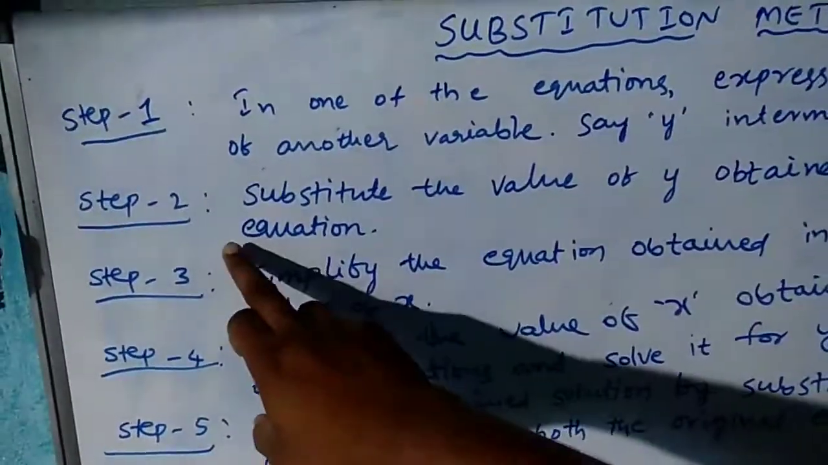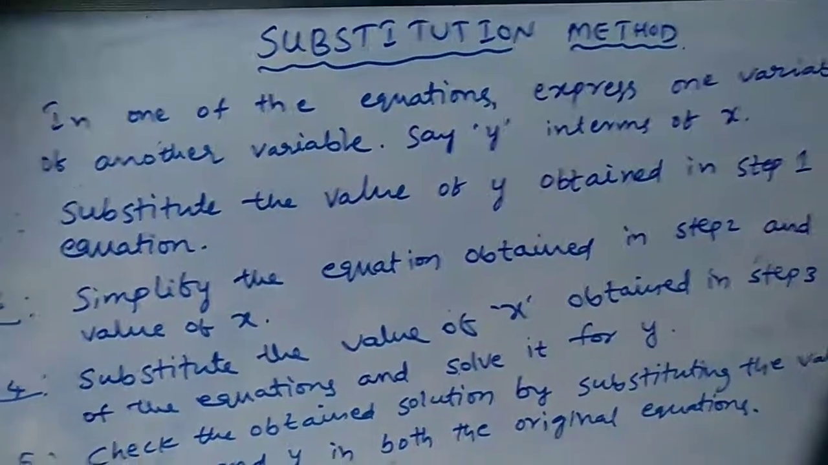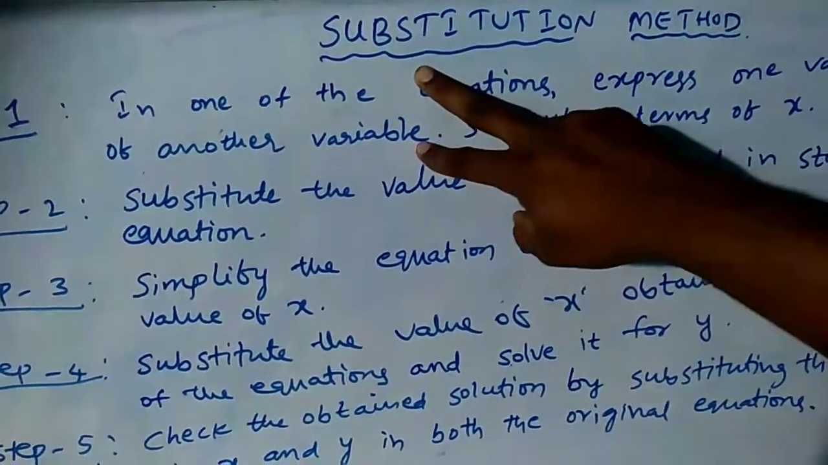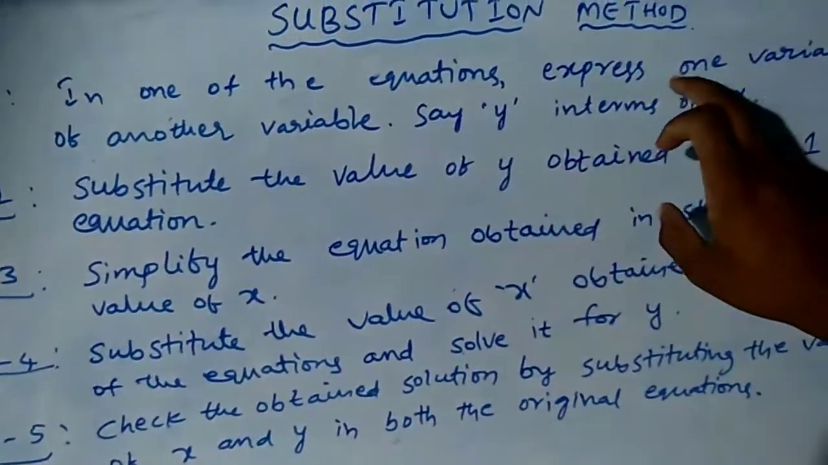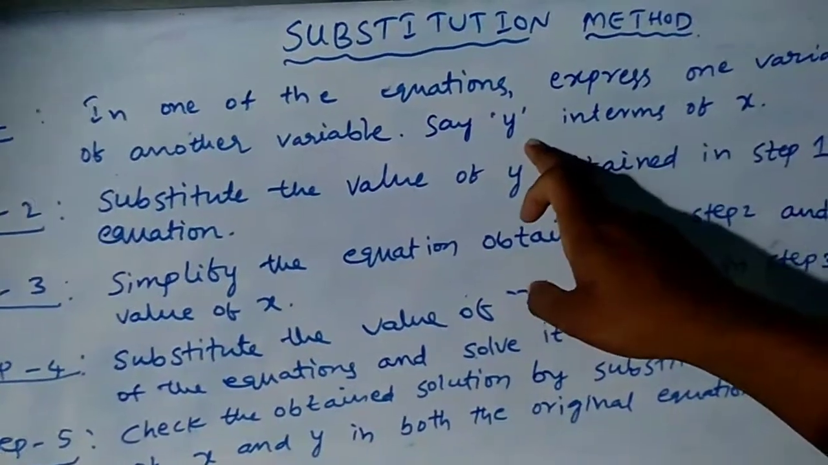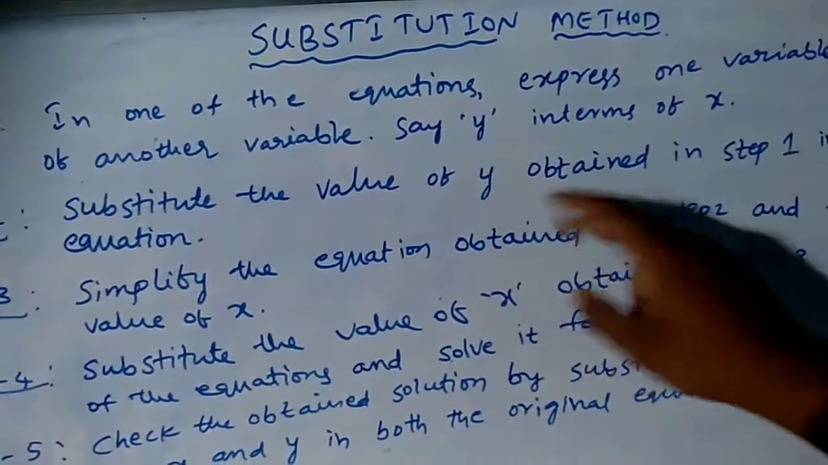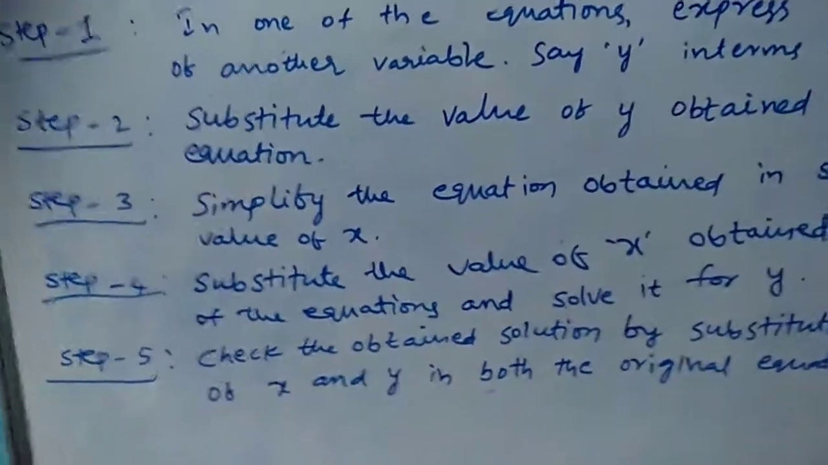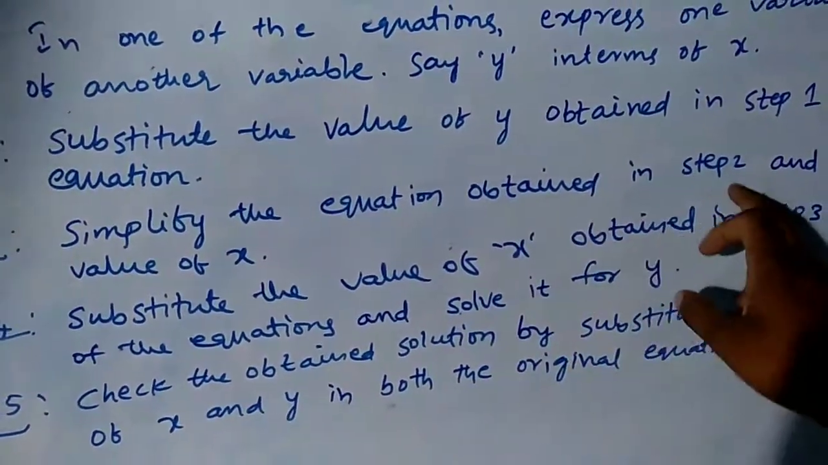So in step 2, substitute the value of y obtained in step 1 in the second equation. So here we are taking two equations now, 1 and 2. From one equation we are expressing y variable in terms of x. So substitute this y value in terms of x in equation number 2. Then step 3 is simplify the equation obtained in step 2.